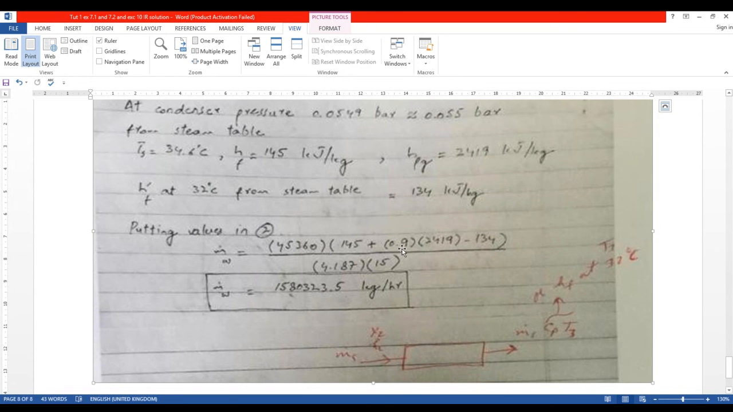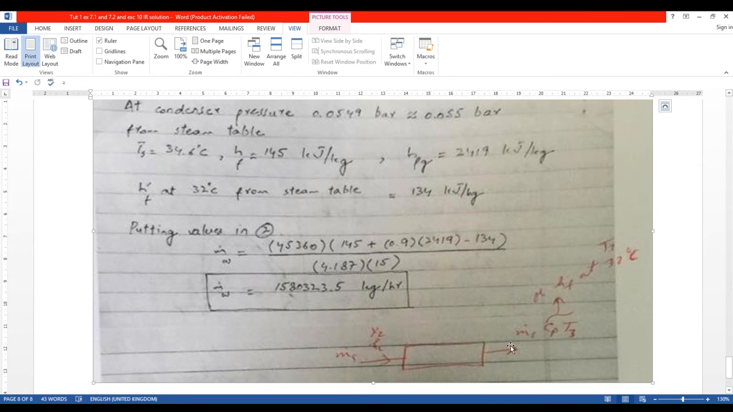This is 0.90 X. So HF plus X HFG is the H2, the enthalpy at the inlet to the condenser, minus the enthalpy leaving the condenser. Here we have the condensate at the temperature. We know the temperature, which is given as 32 degrees centigrade. So at this temperature, we can find HF.